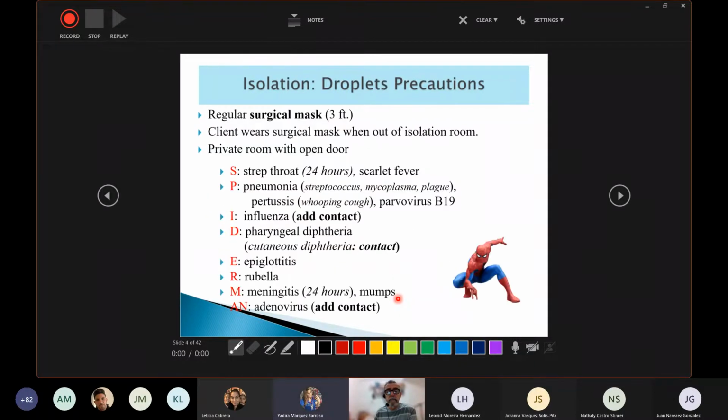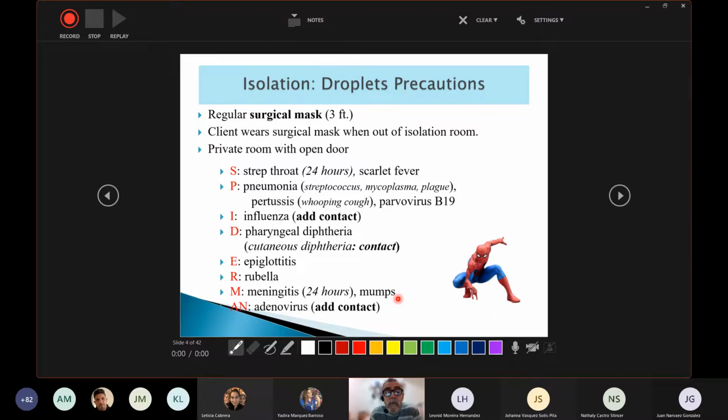Professor, I have a question. Sure. Can you cohort a strep throat with a scarlet fever? Nope. Because you can have different strains and different resistances there. So cohorting is not recommended unless you have proof that the culture and sensitivity is exactly the same.